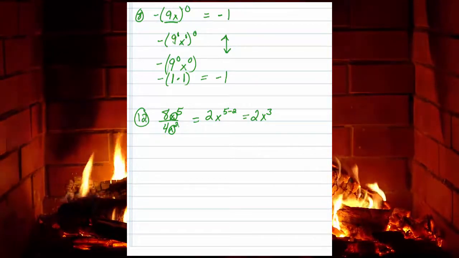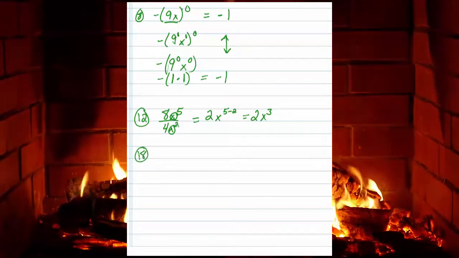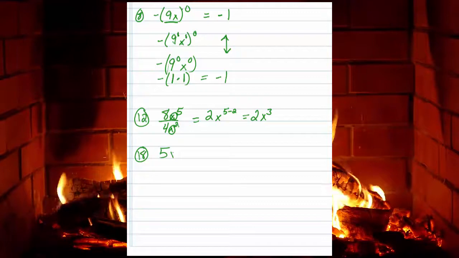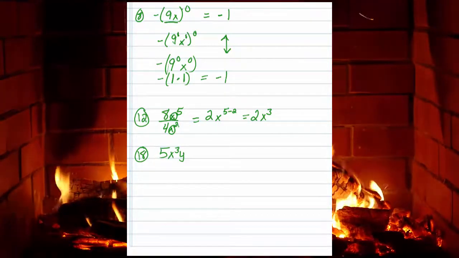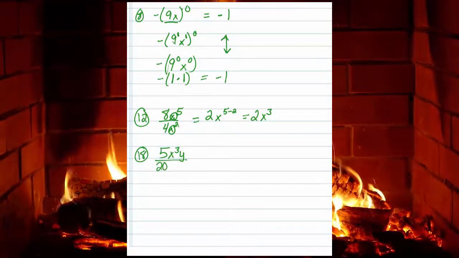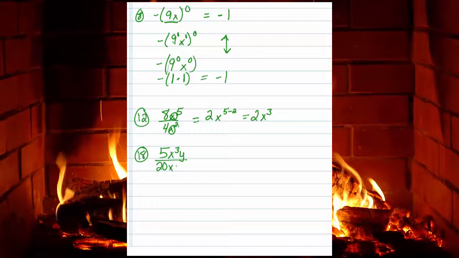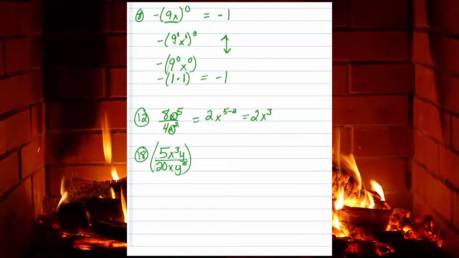Let's look at one that's maybe a little bit more complicated. Number 18. 5x cubed y over 20 x y to the 5th, all of that being raised to the 4th.